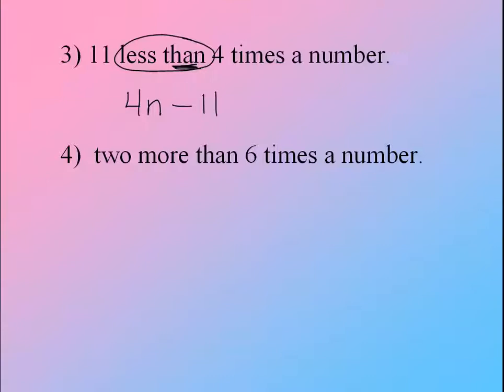2 more than 6 times a number. Again, more than switches the order, but this time it's adding. So we're going to be adding 2 at the end of the problem. 6 times a number goes at the beginning of the problem. So 6 times a number plus 2.